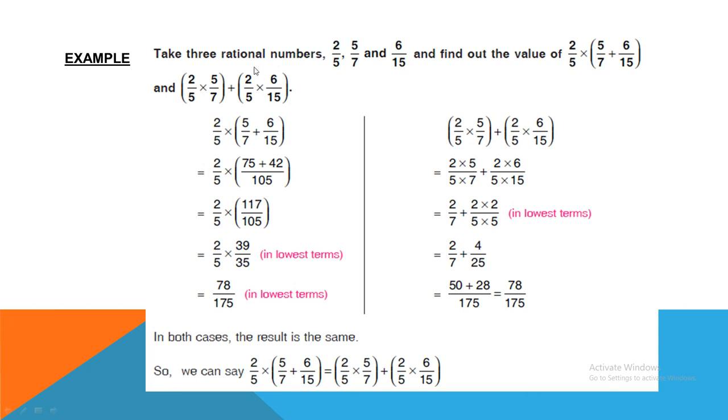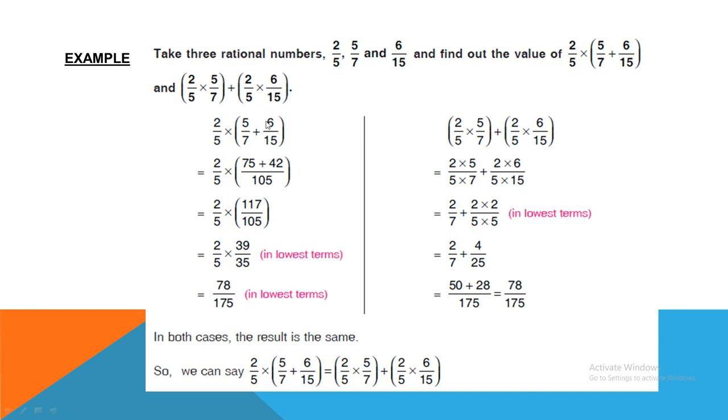Let's take three rational numbers 2 by 5, 5 by 7 and 6 by 15. Okay, then find out the value of 2 upon 5 into the sum of second and third, and multiply 2 upon 5 with 5 upon 7, then add 2 upon 5 into 6 upon 15. So this is our left hand side and this one is our right hand side.